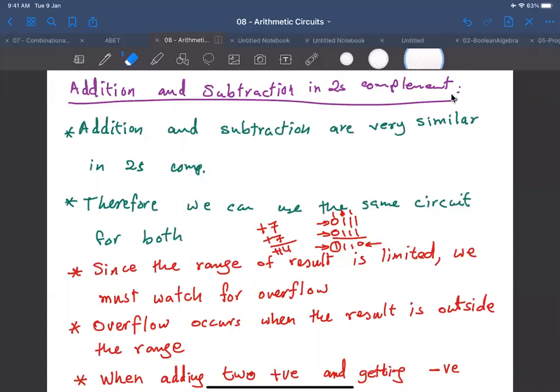Last time we started the addition and subtraction in 2's complement. And we said that addition and subtraction are very similar in 2's complement, and therefore we can use the same circuit for both. Almost the same circuit for both. But since the range of the result is limited in the signed world, we must watch for overflow of result.